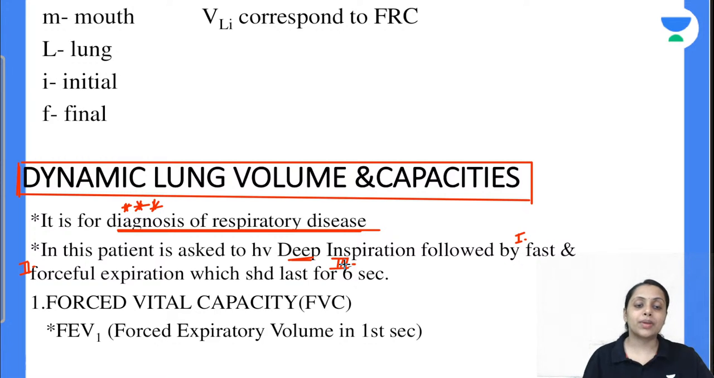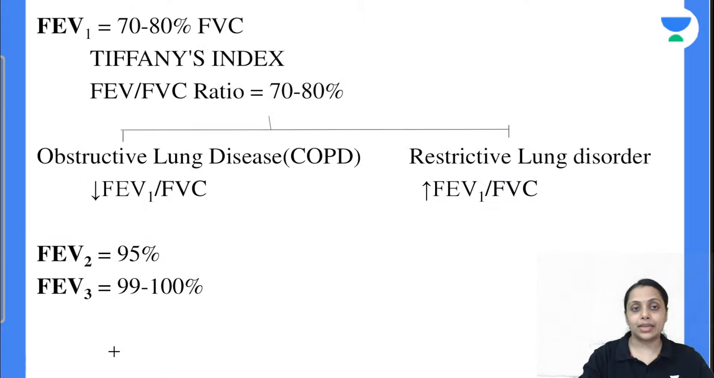ठीक है, तो इसमें वी हैव सर्टेन टाइप ऑफ फोर्स वाइटल कैपेसिटी, दैट इज फोर्स एक्सपायरेटरी वॉल्यूम इन 1 सेकेंड, फोर्स एक्सपायरेटरी वॉल्यूम इन 2 सेकेंड एंड फोर्स एक्सपायरेटरी वॉल्यूम इन फर्स्ट 3 सेकेंड. नाउ कमिंग टू द फर्स्ट वन, द फोर्स एक्सपायरेटरी वॉल्यूम इन फर्स्ट सेकेंड इज इक्वल टू 70-80% ऑफ आर फोर्स वाइटल कैपेसिटी. यानी हमारा फोर्स वाइटल कैपेसिटी का ऑलमोस्ट 80% एक्सपायर्ड हो जाता है ड्यूरिंग फर्स्ट सेकेंड.